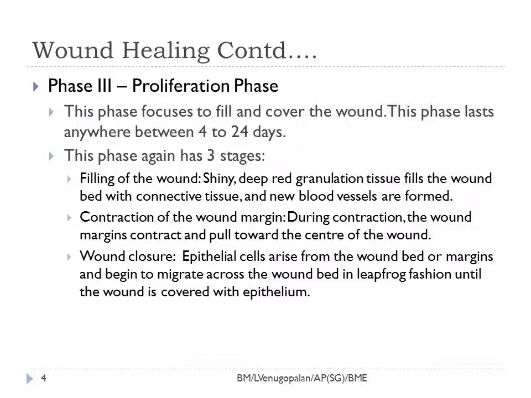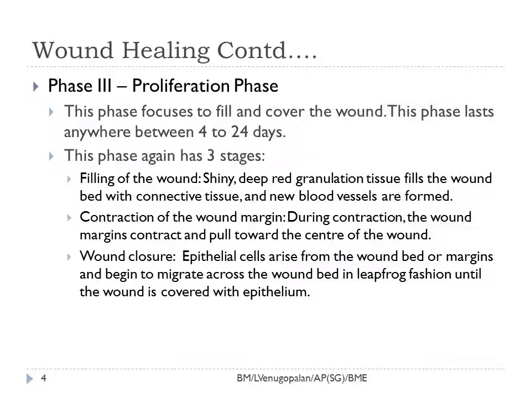Now, the third phase is the proliferation phase. This phase focuses on filling and covering the wound, and it lasts anywhere between 4 and 24 days. This phase is again divided into three stages. The first is the filling of the wound, where shiny, deep red granular tissue fills the wound bed with connective tissue, and new blood vessels are formed. Once the wound is filled, contraction of the wound margin occurs. The wound would start healing from the edges and try to close towards the center. During contraction, the wound margins pull towards the center of the wound. It starts to close from the edges and joins in the middle.